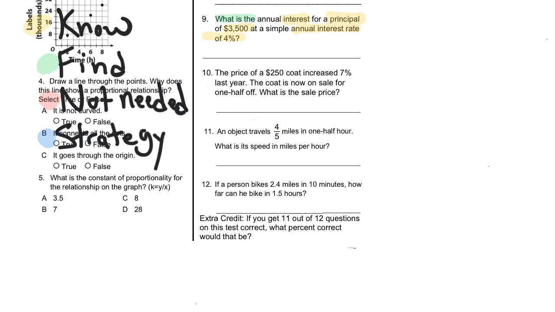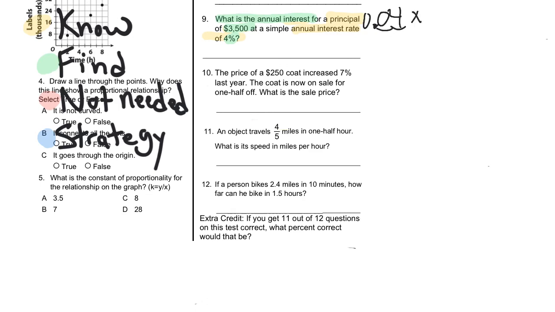Whenever you see "what is," that's usually what they're asking us to find. Annual interest. They're asking us what 4% of 3,500 is. So how do we find 4% of 3,500? That's something we've got to remember: we multiply by its decimal form. So I take 4% and move the decimal point 2 to the left, 1, 2, to get 0.04.